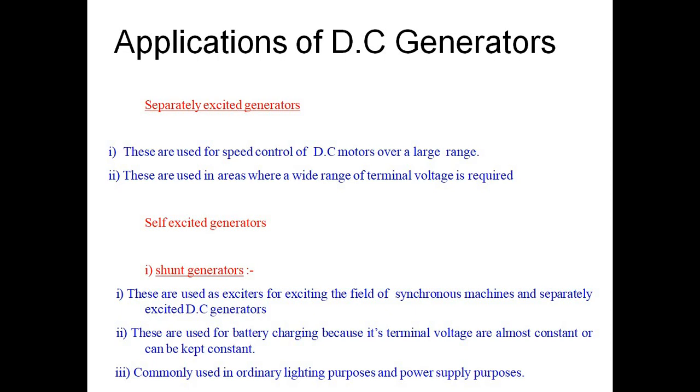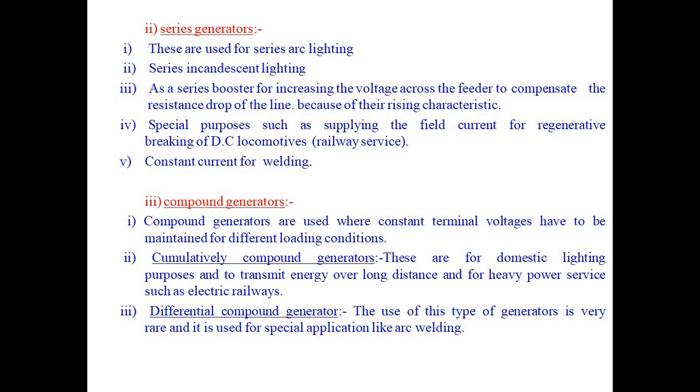Commonly used for ordinary lighting purposes and power supply purposes. Series generator: these are used for series arc lighting, series incandescent lighting, and as a series booster for increasing voltage across a feeder to compensate the resistance drop of the line because of the rising characteristics. Special purposes such as supplying field current for regenerative braking, DC locomotives, railway service, and constant current for welding.